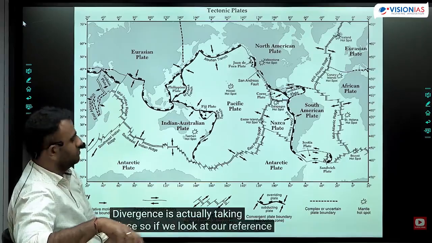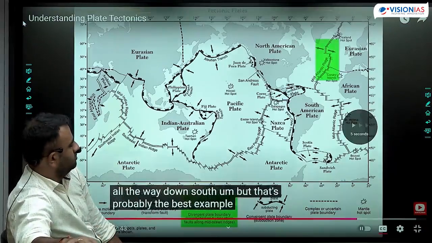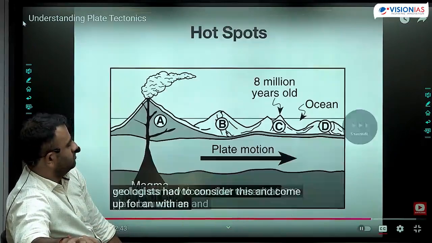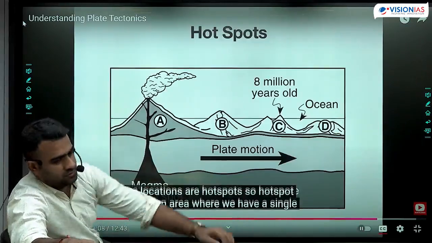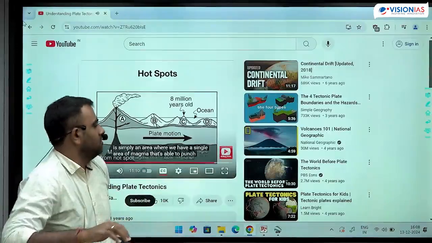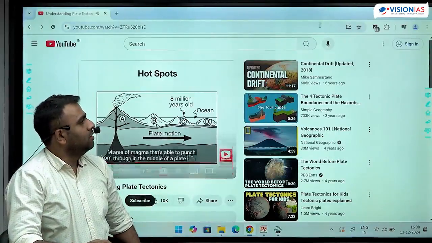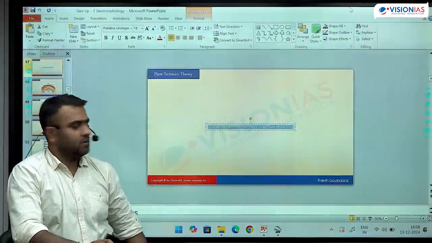So if we look at our reference table, here's the symbol for the Atlantic. And the answer is that this is a single area of magma that's able to punch through in the middle of a plate. So we're not talking about a plate boundary.